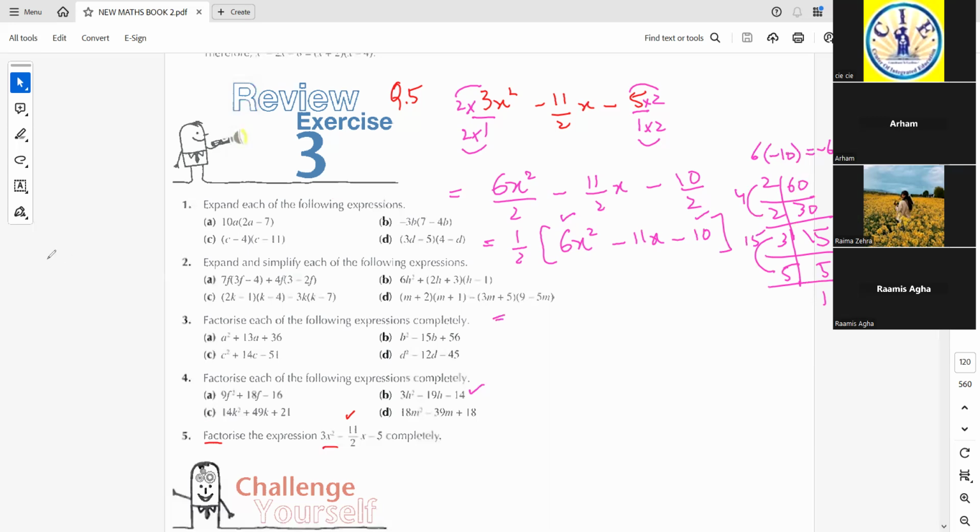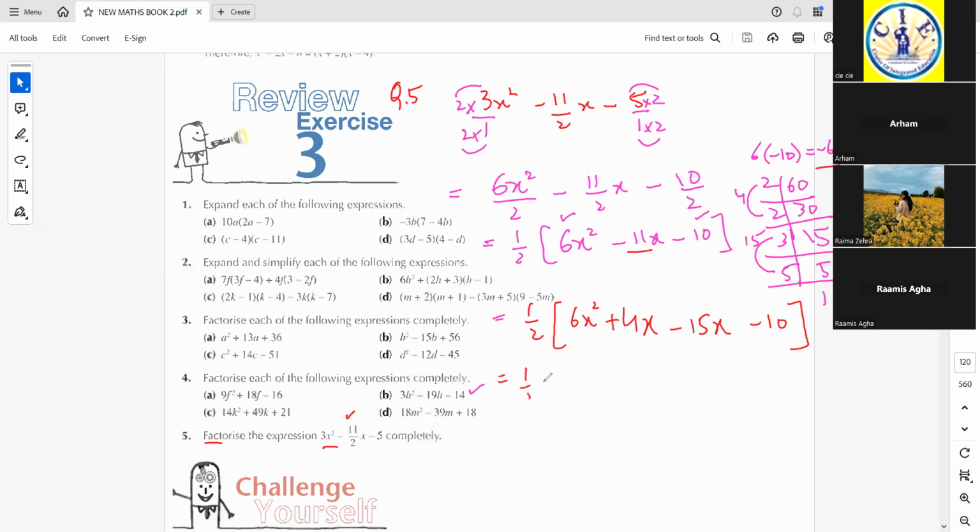So it is going to be like this. The last and the first terms are the same. And for this negative 11, I can write it down as plus 4x negative 15x. So that when you add them, you will get negative 11. And when you multiply them, you will get negative 60.